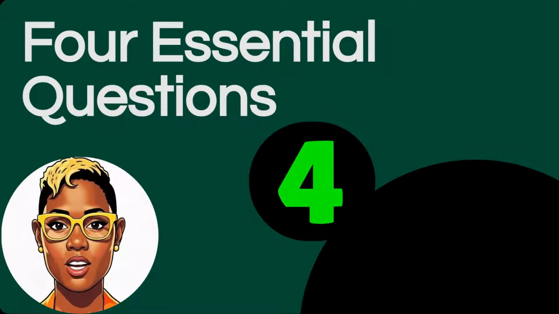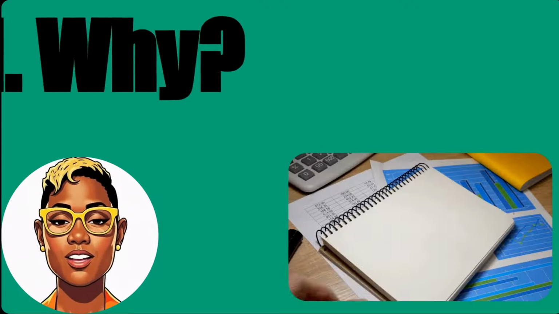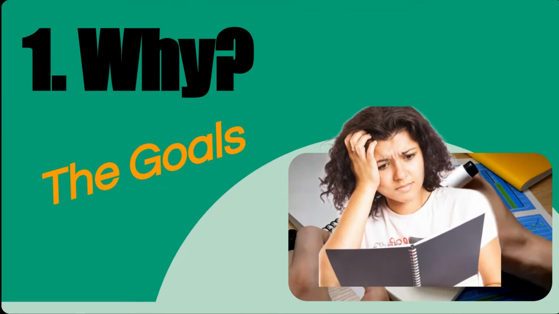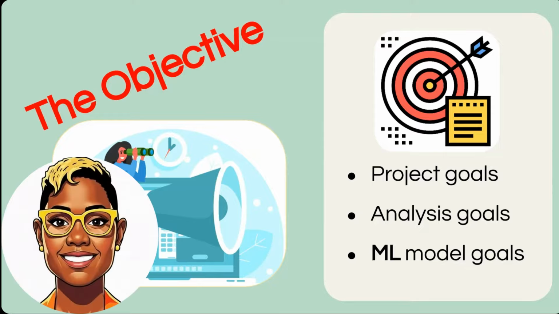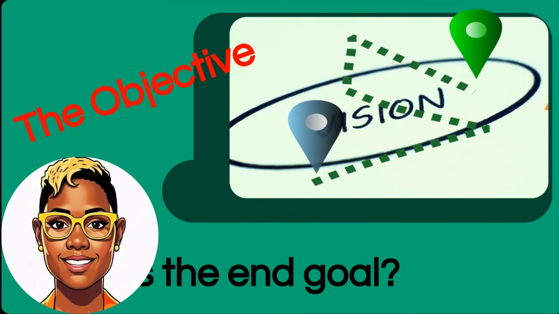To gain this clarity, you should answer 4 essential questions before starting any data science project. The first is the why. Identify the main goals behind the project, the objectives of your analysis, and the specific aim for your machine learning model. Setting a clear objective and end goal makes your task easier.